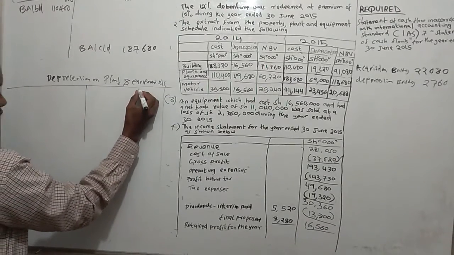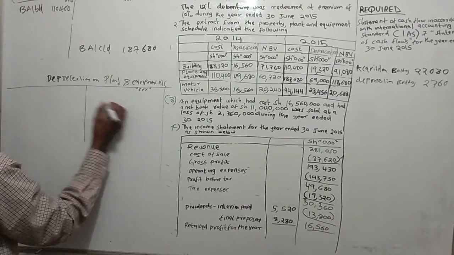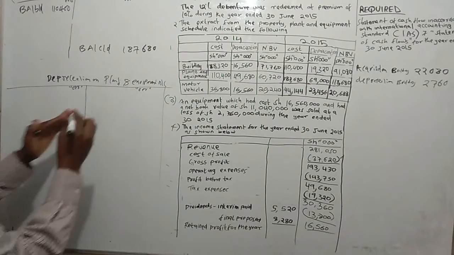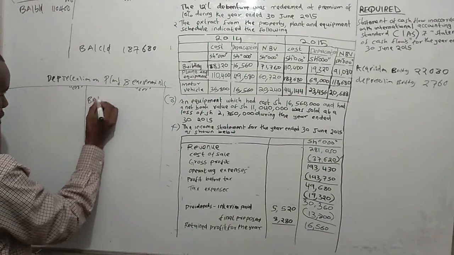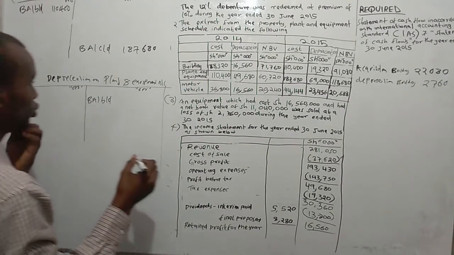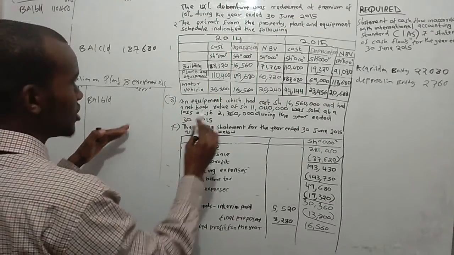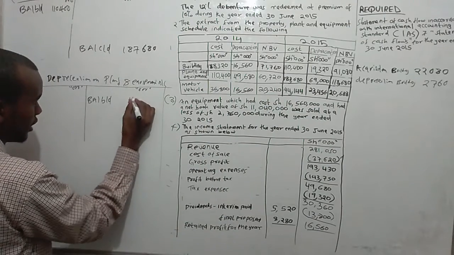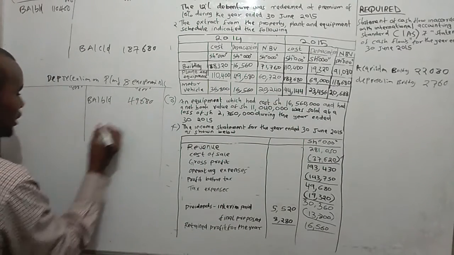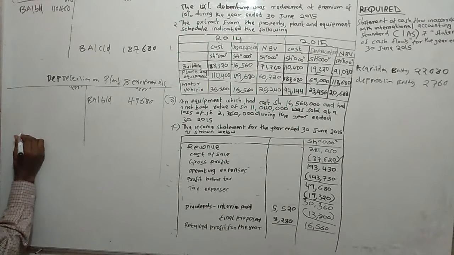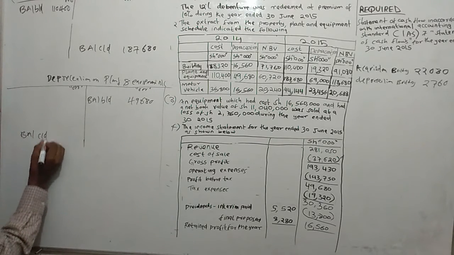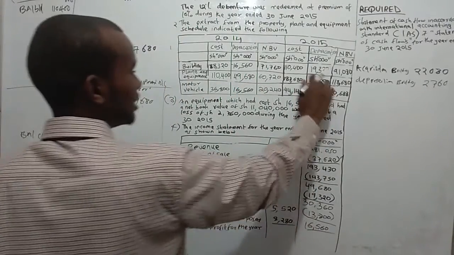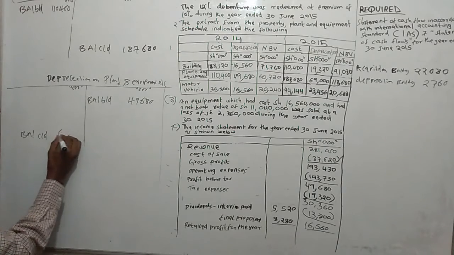Remember, the figures are in thousands. So this side will have our balance brought down. The depreciation amount for plant and equipment is 49,680. So let's have it down there. Balance carried down. The balance carried down for plant and equipment for 2015 is 69,000.